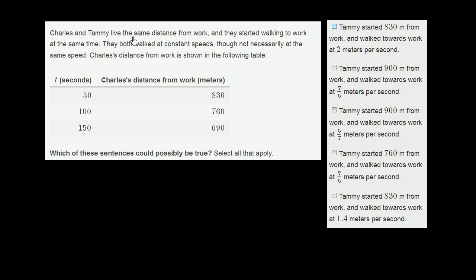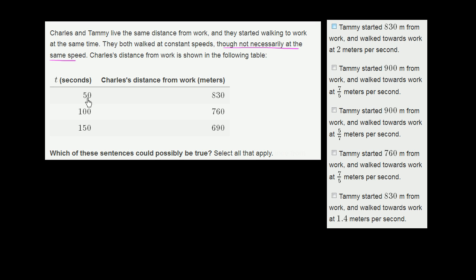Charles and Tammy live the same distance from work, and they started walking to work at the same time. They both walked at constant speeds, though not necessarily at the same speed. Charles's distance from work is shown in the following table.